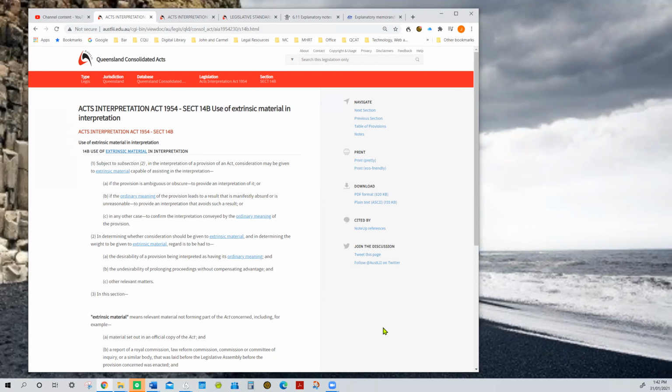Now, those of you currently doing or have done Introduction to Law may have picked up that that looks very much like the Golden Rule, which is one of the common law methods of interpretation, the Golden Rule.